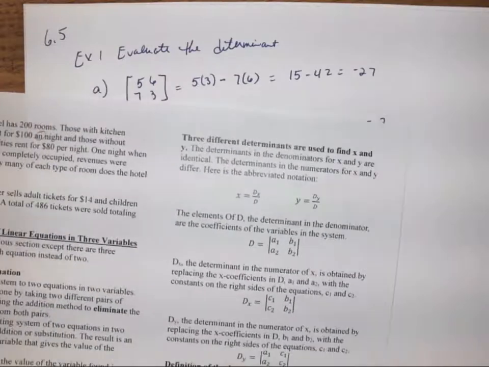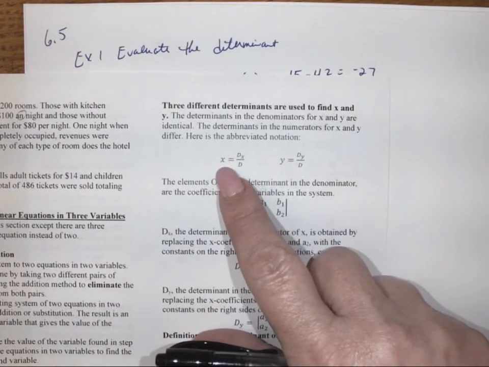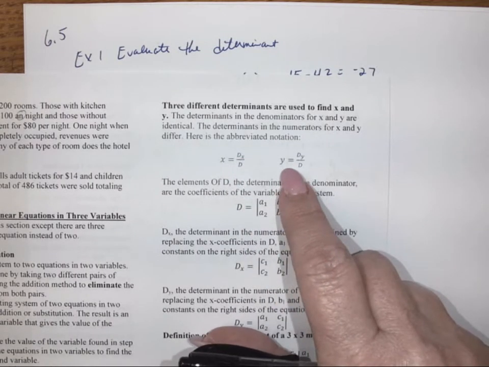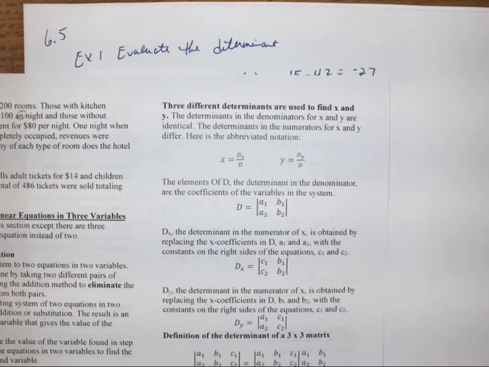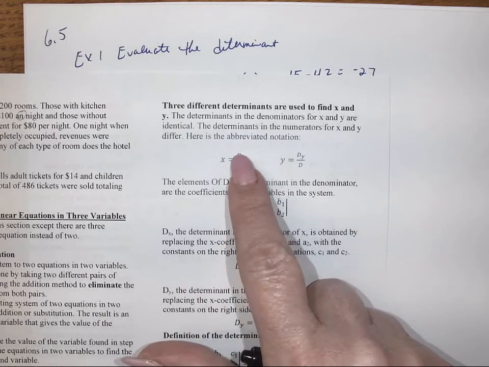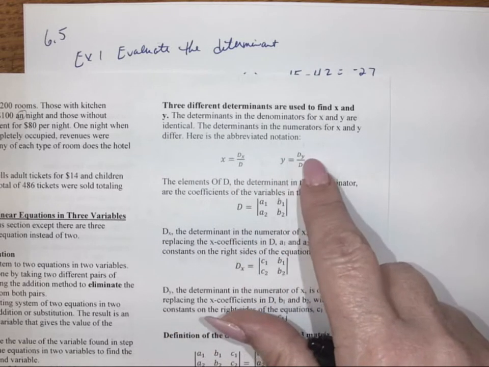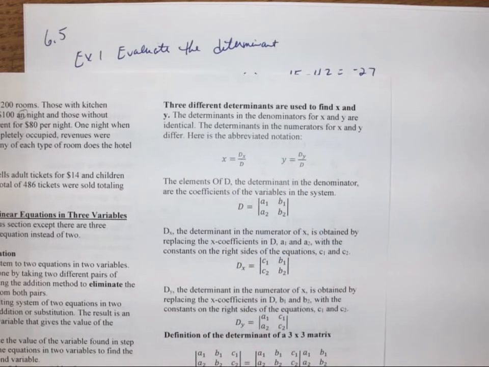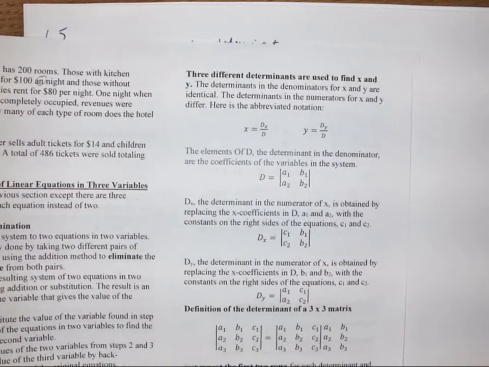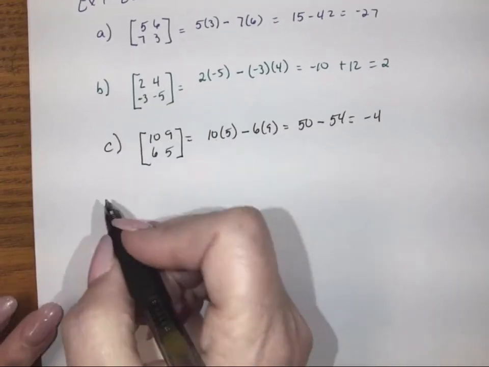An easier way to look at it is that x will be equal to D_x over D, and y will be equal to D_y over D. So we're going to find the determinant of x and divide it by our determinant, and the determinant of y over the determinant. We'll go through an example of that where it will make sense. So example 2.